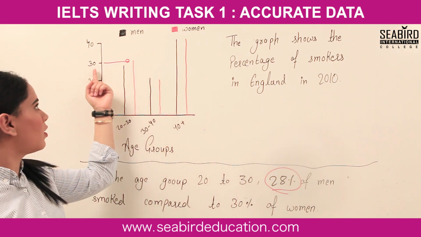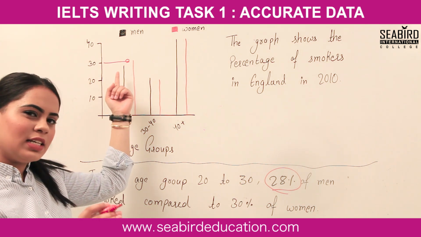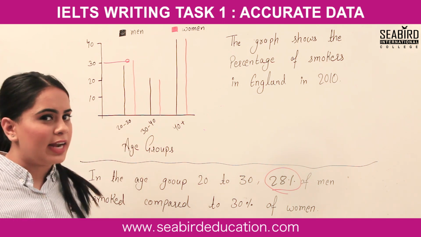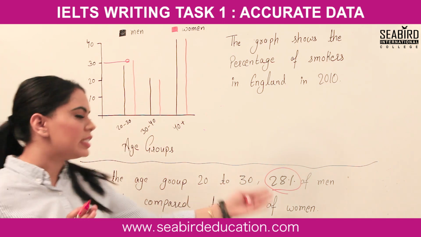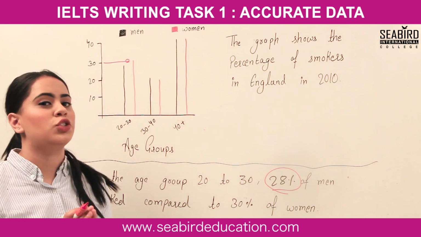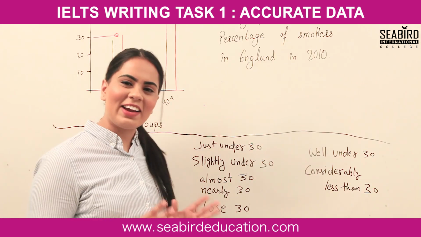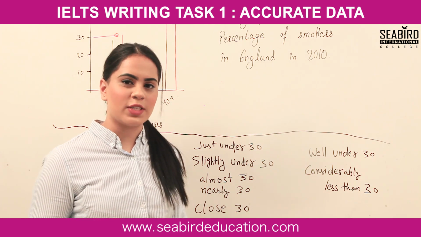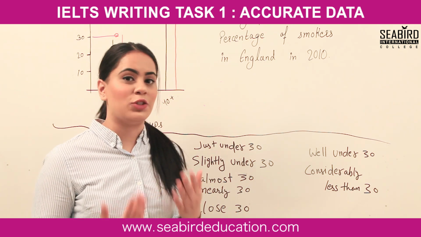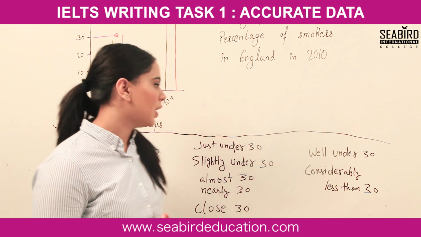Why? Because on the graph we can see it is somewhere around 30, somewhere more than 25, but we cannot say or write for sure that it is 28%. So kindly refrain from writing a percentage that you are not sure about. It is considered inaccurate. So here is some vocabulary that you can use instead of saying 28% or using percentages that you are not sure about and getting a lower band score because of it.